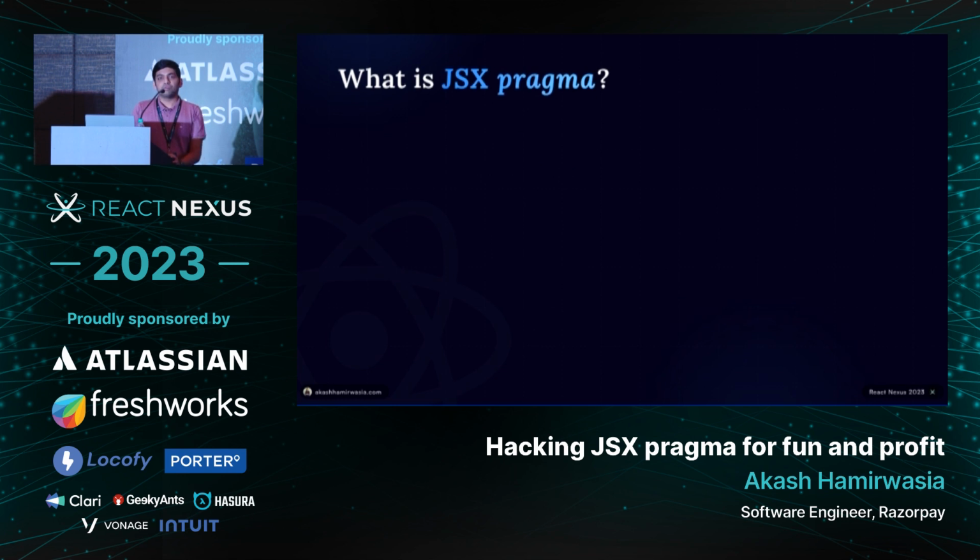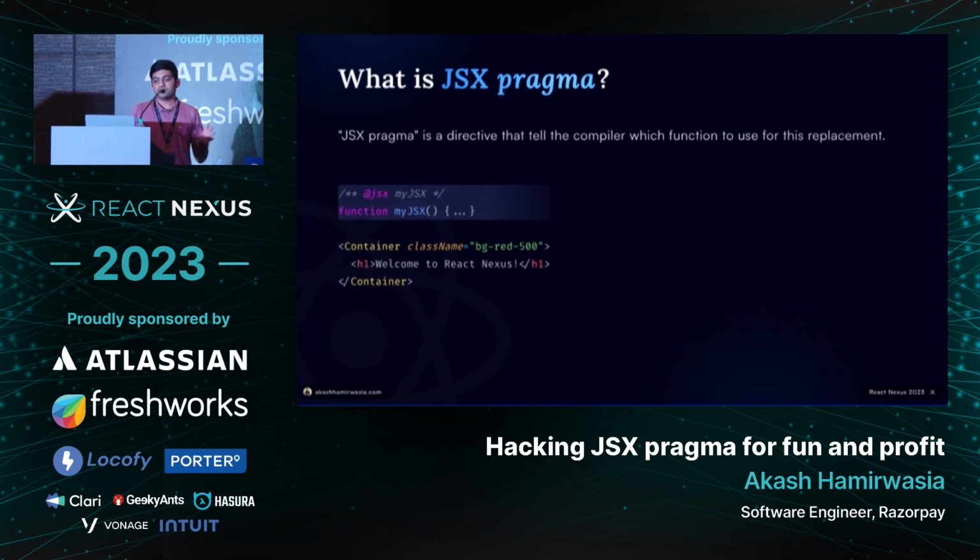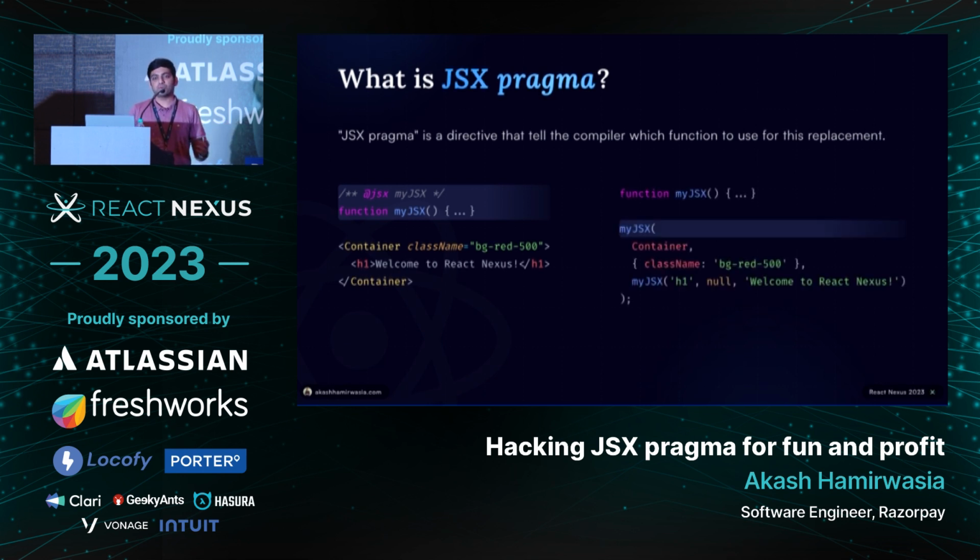So finally, what is JSX pragma? JSX pragma is a directive that tells the compiler which function it should use to make this replacement. So here's a small code snippet. The first line that you see, the comment over there, that actually is the JSX pragma. It tells the compiler that whenever you're transforming this code, instead of calling React.createElement, call my JSX function that I've defined. So if you pass this code through the compiler, this is what you get.